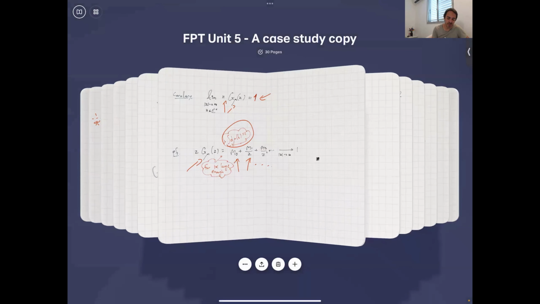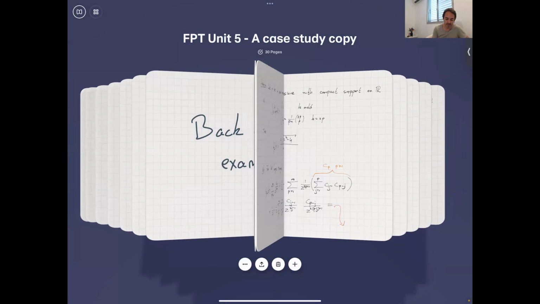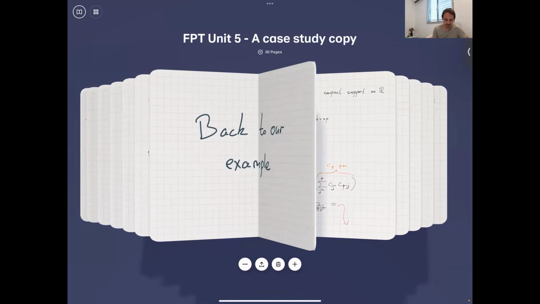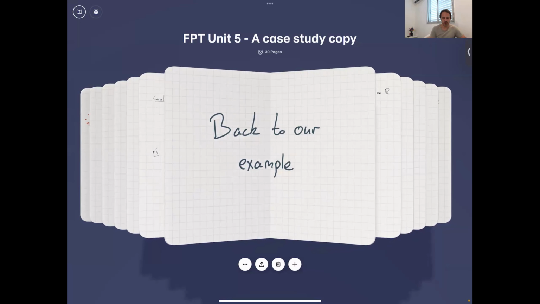So next time, we are going to go back to our example and see how we can use the Stieltjes inversion formula to get the analytic distribution from the Catalan numbers. Good.